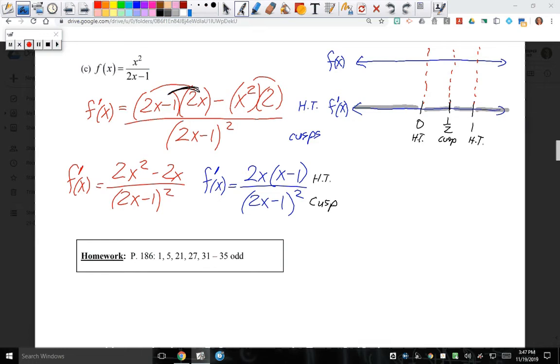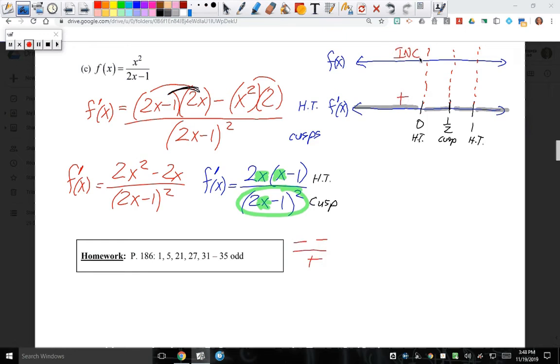So if I plug in a negative 1, I would plug in a negative 1 here, here, and on the bottom. And actually, I wouldn't even plug anything on the bottom, because the bottom is always going to be what? Positive. So if I plugged in a negative 1, I would get a negative, negative over a positive. Positive, increasing.